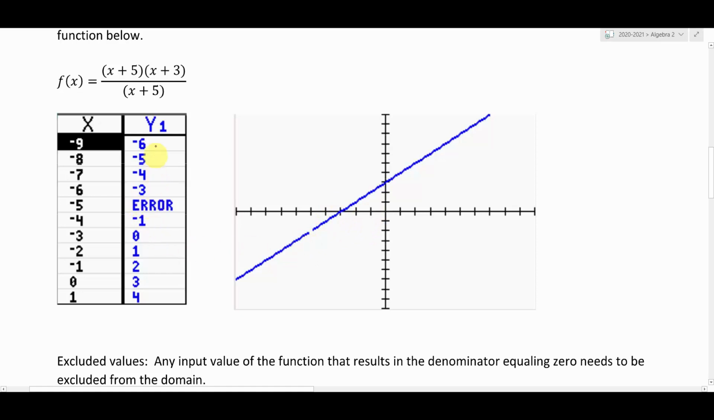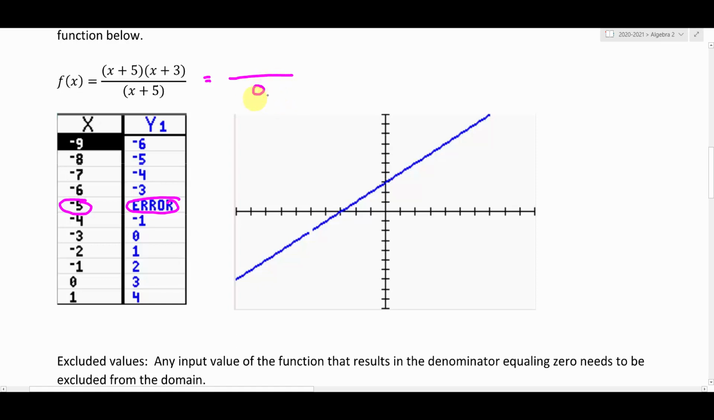All right, and you're going to notice here as I look through my table that we have an error going on here at -5. Okay, so there was an error that occurred. And the reason that that error occurred is because in the denominator of my fraction, if I put a -5 in there, we would get -5 plus 5, right? So if I put a -5 right here, we would end up with a 0 in the bottom of the fraction.